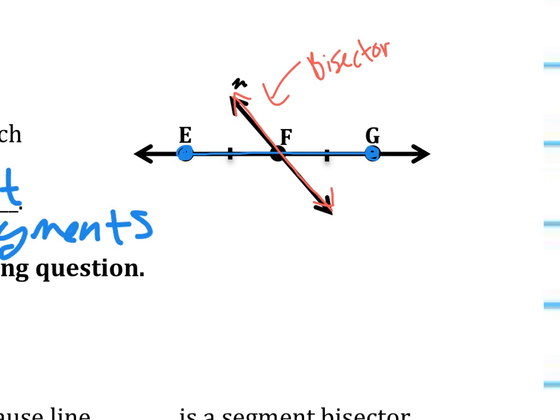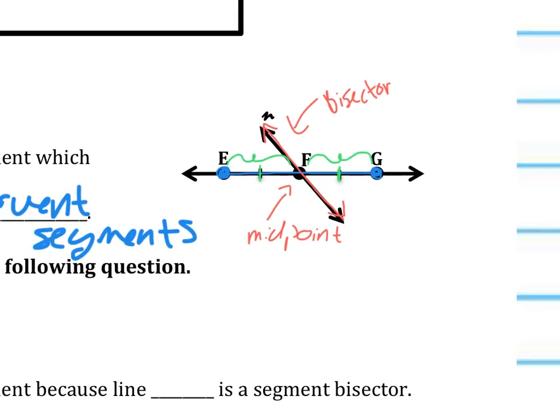Okay, so this segment bisector intersects our segment at the midpoint, and it cuts our segment into two congruent pieces. So we have two congruent pieces here, EF and FG. And we label on the figure that they're congruent by these little tick marks. Each segment has one tick mark. Any segment with one tick mark is congruent to all other segments with one tick mark.